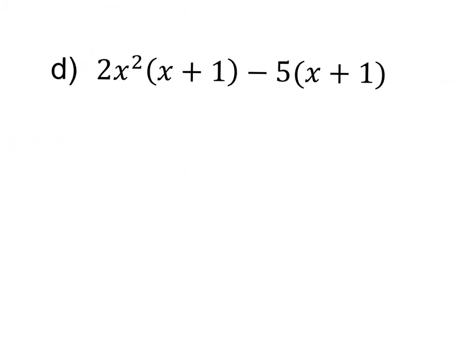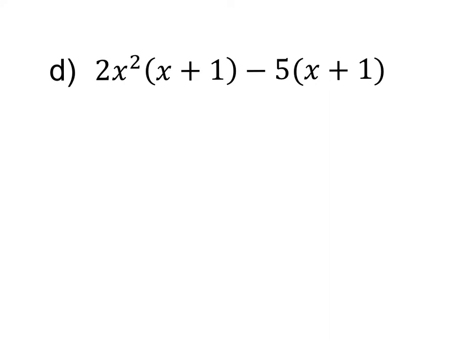All right, last one but not least. So this one here is very similar to the last problem. They both have two terms, so one term, second term, and they both have x plus 1. So I know I can factor out x plus 1. If I do, I'm left with this term here, 2x squared, and negative 5. So I'm going to make another set of parentheses and put my 2x squared that was left over, drop down the minus sign, and put down my 5.